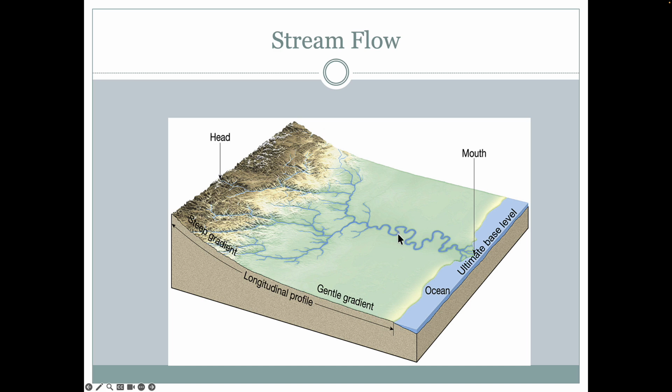We're seeing these meanders that we'll talk about, and they're eroding back and forth over time down in this area where we have a gentle gradient. So the steeper gradient is up in the mountains where we're eroding downward, and the gentle gradient is in these flatlands closer to ultimate base level, think like Mississippi or Louisiana, where we're eroding from side to side.